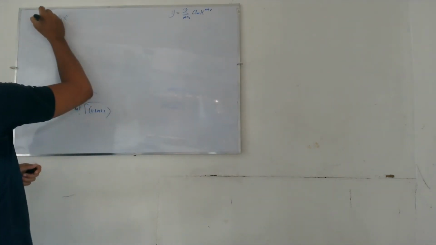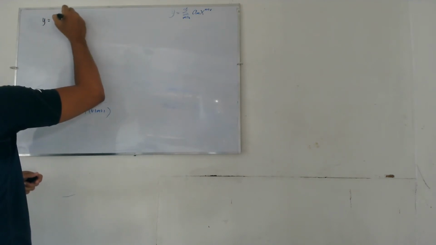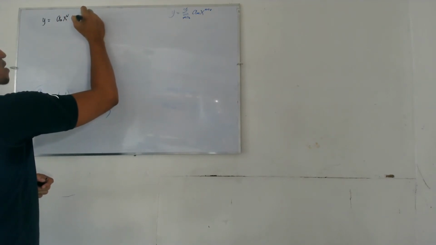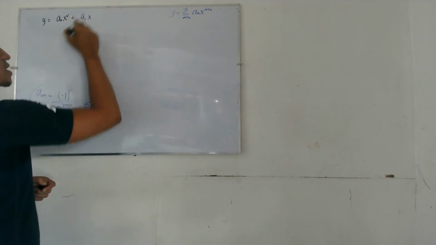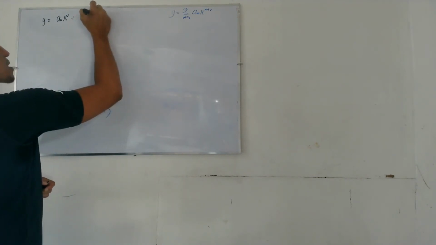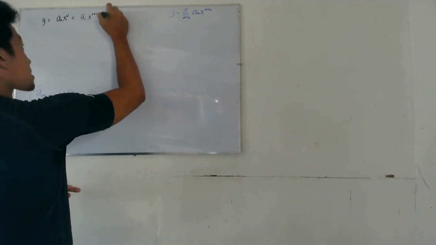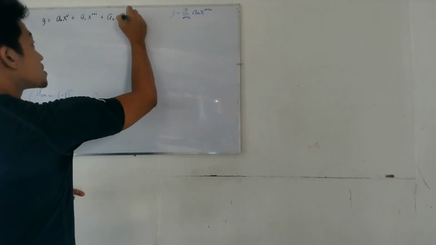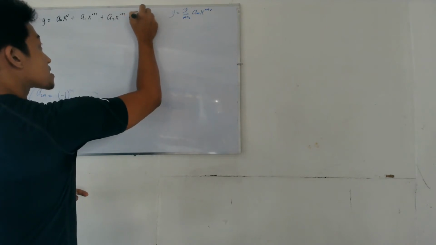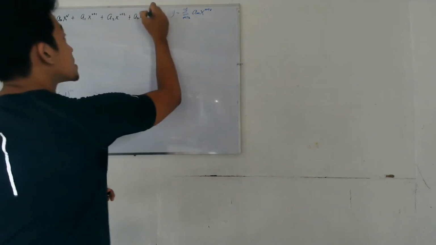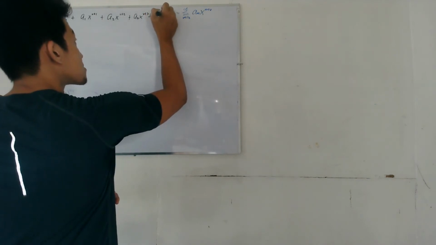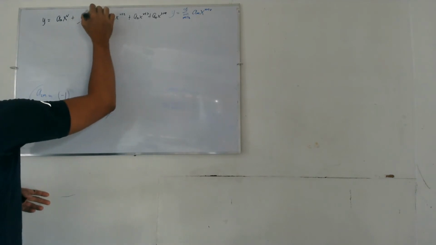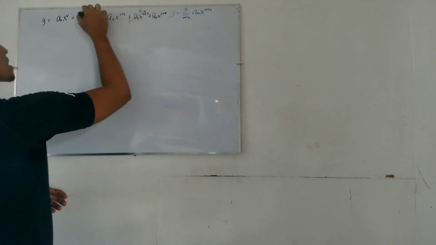Okay, so ito na yung expand. y is equal to a0 x^b plus a1 x^(b+1) plus a2 x^(b+2) plus a3 x^(b+3) plus a4 x^(b+4). Okay?